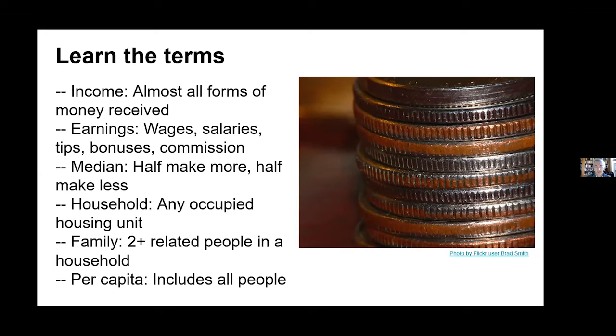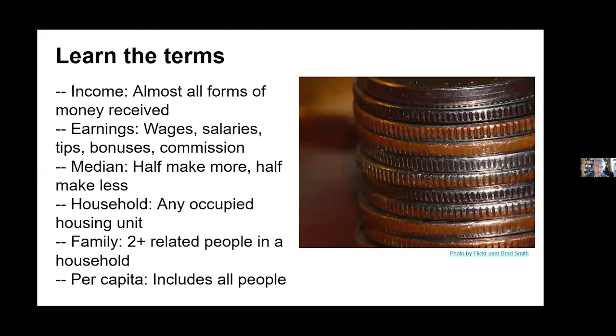Earnings is a subset of that. That's what most of our income is, for most of us: wages, salaries, tips, bonuses, commissions. You can think of it as sweat-of-the-brow income. You almost always want to use a median, not an average, when you're looking at income data, because incomes are so skewed that averages are way above the halfway point in any distribution of households or people. So you always want to look at median household or family incomes and things like that.